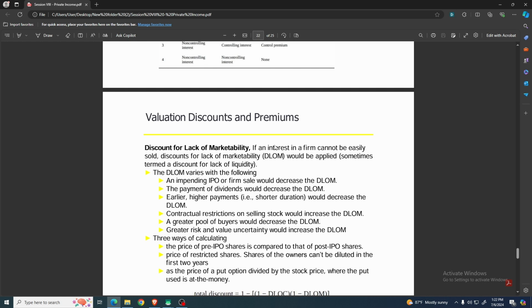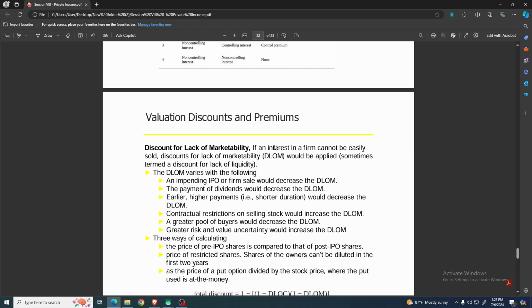Contractual restrictions increase DLOM due to limitations on selling stocks, because when you impose restrictions on working with the existing number of shares, that would increase the lack of marketability, because selling the stock is not going to be an easy task, right? And then you have market demand. Greater buyer interest decreases DLOM, because the lack of marketability is going to be decreased when a lot of people are interested in your shares. Then the risk, and when you have higher risk, people do not tend to buy your shares.